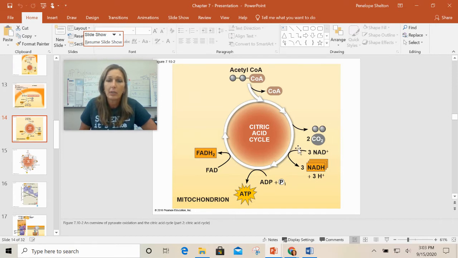What I'm also going to generate as I am pulling off these carbons and these oxygens and releasing the waste products of carbon dioxide, I am also collecting 3 NADHs per acetyl-CoA. I am also generating an ATP per acetyl-CoA, and I'm also generating an FADH2 per acetyl-CoA. That's what I need to know about the citric acid cycle.